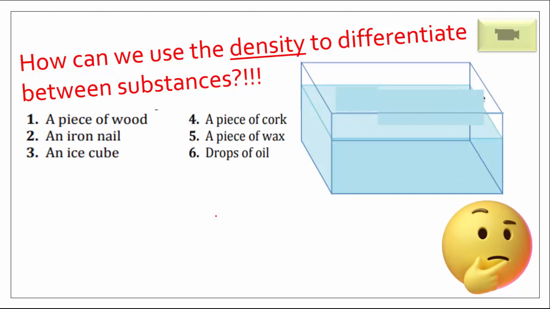As you can see here, a tank of water, and I will bring a piece of wood, an iron nail, an ice cube, a piece of cork, a piece of wax, and a drop of oil. I will put all of these 6 things in the water and see what happens: what will stay on the surface of the water and what will go down. So look here with me.